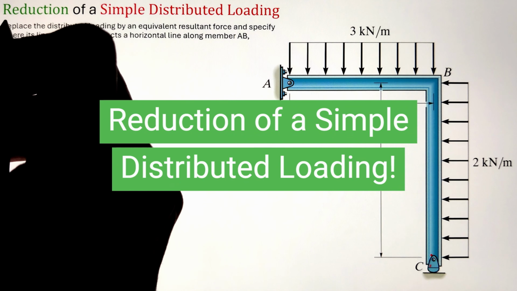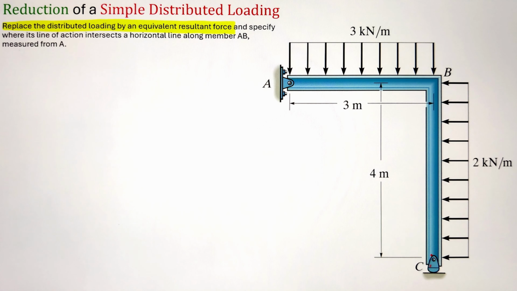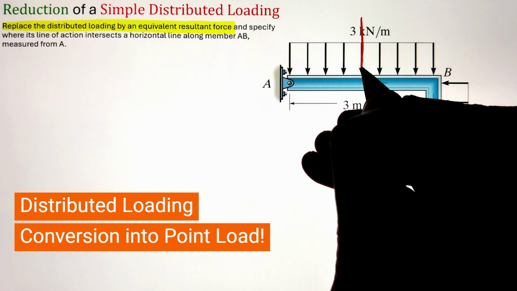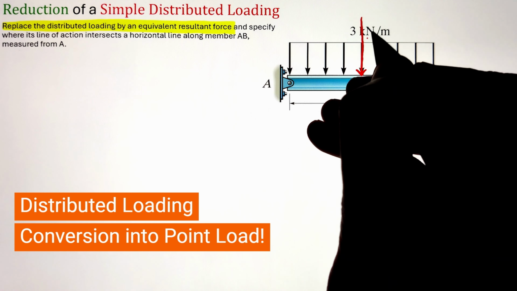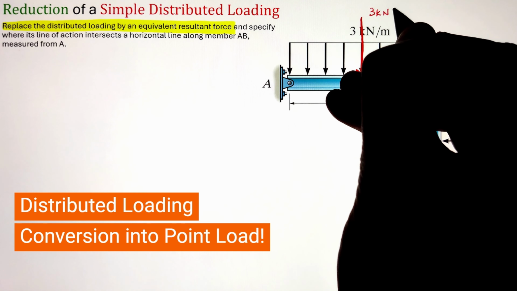In order to replace the distributed loading by an equivalent resultant force and specify its location on the member AB, we can start by converting the distributed loading into a point load. It can be done by figuring out the area these distributed loadings are making.